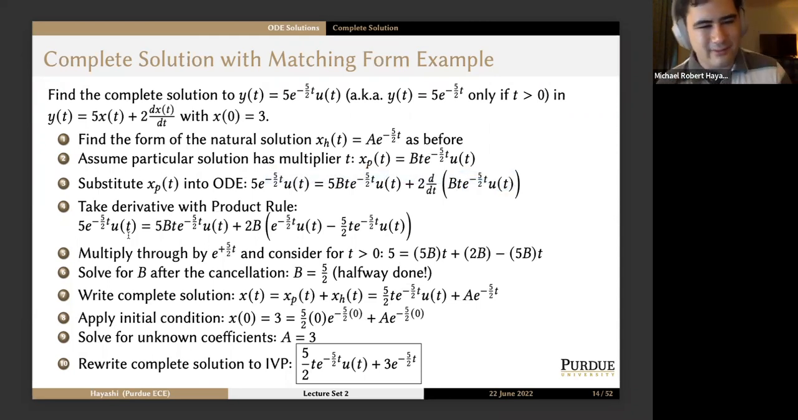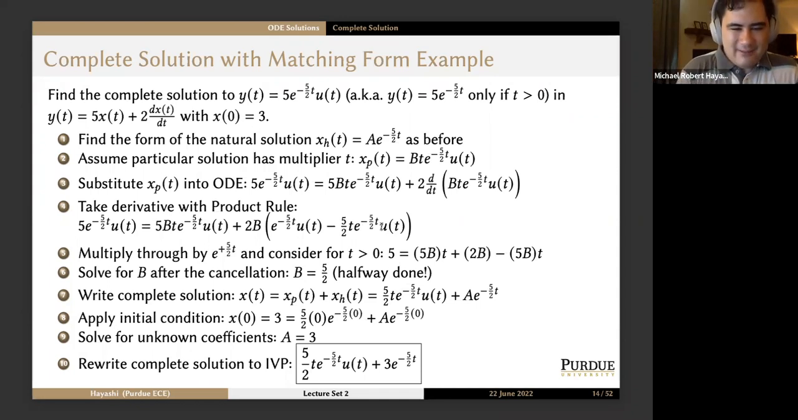So when we take the derivative with the product rule, we're going to get a b out front of everything, and the 2 stays out front of everything. So we'll take the derivative of the first term, t becomes 1. So we're just left with the second term, e to the minus 5 halves t u of t. And then plus, we need the first term by itself, t, times the derivative of the second term. So we get a minus 5 halves e to the minus 5 halves t times u of t. So be careful with the product rule here. That trips up some people when you have these sorts of matching forms.